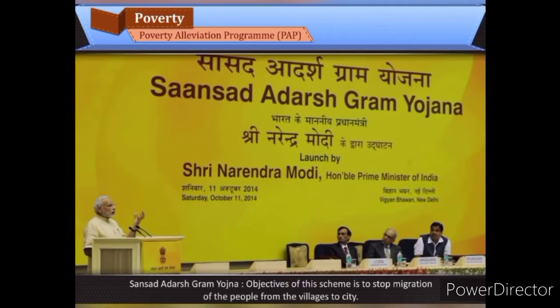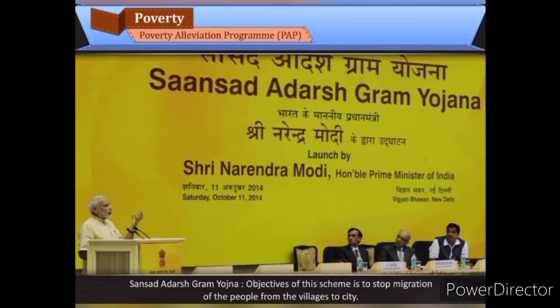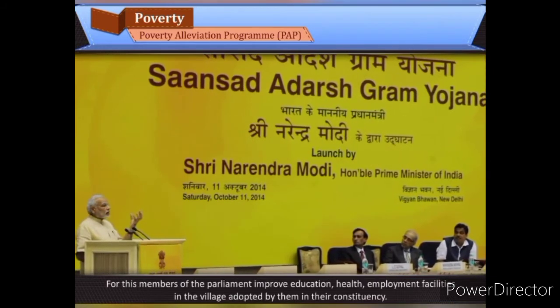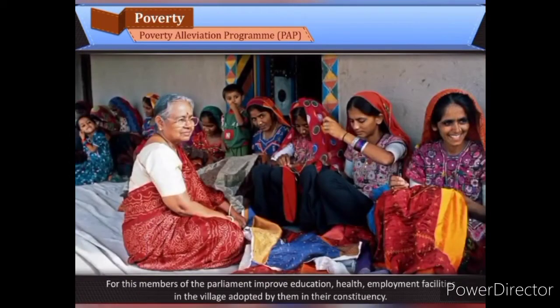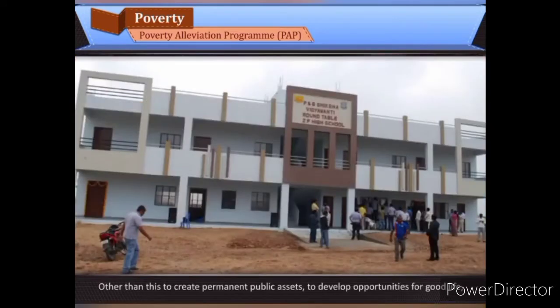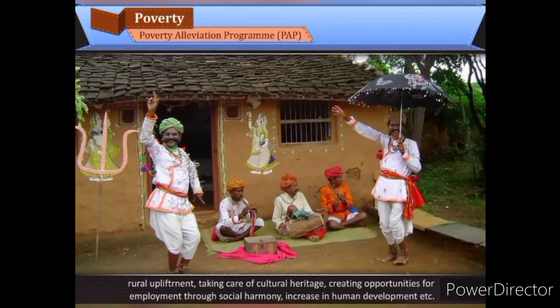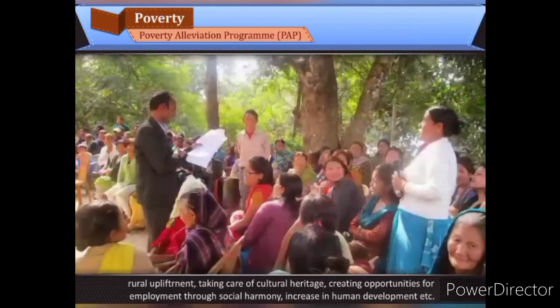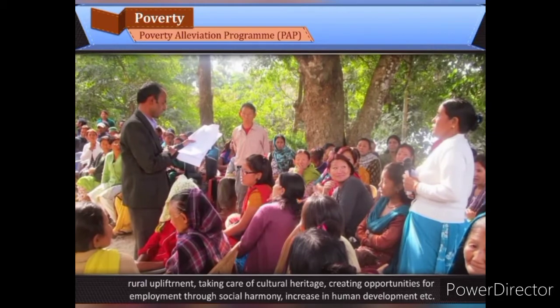Sansad Adarsh Gram Yojana. Objectives of this scheme is to stop migration of the people from the villages to city. For this, members of the parliament improve education, health, employment facilities in the village adopted by them in their constituency. Thus, they set up ideal village. Other than this, to create permanent public assets, to develop opportunities for good life, rural upliftment, taking care of cultural heritage, creating opportunities for employment through social harmony, increase in human development, etc.